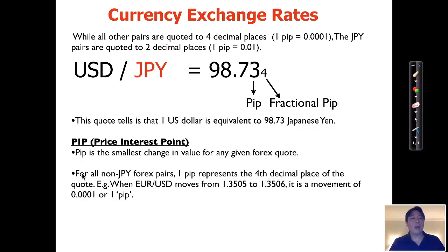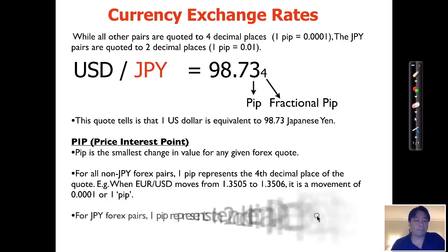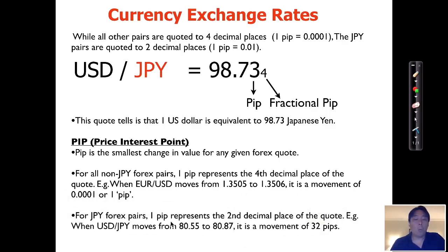Once again, for all non-yen forex pairs, 1 pip represents the 4th decimal place of the quote. So when the Euro USD moves from 1.3505 to 1.3506, it's a movement of 1 pip, or 0.0001. For yen forex pairs, 1 pip represents the 2nd decimal place of the quote. When the dollar yen moves from 80.55 to 80.87, it's a movement of 32 pips. Just reiterating what I just said. So I hope you're clear at this point in time.